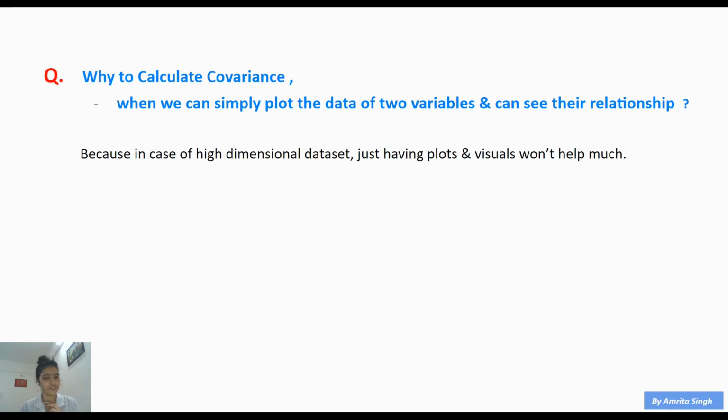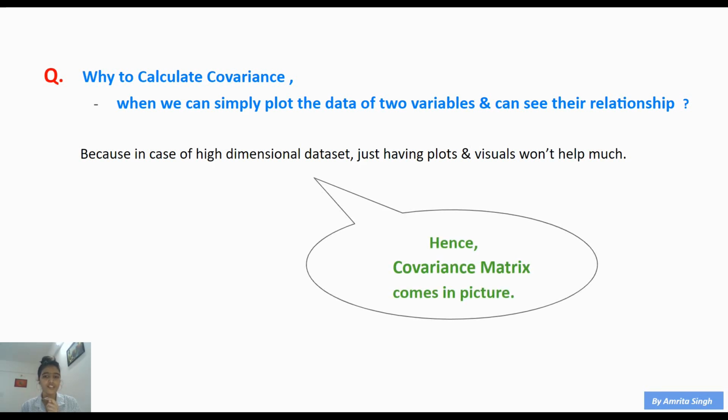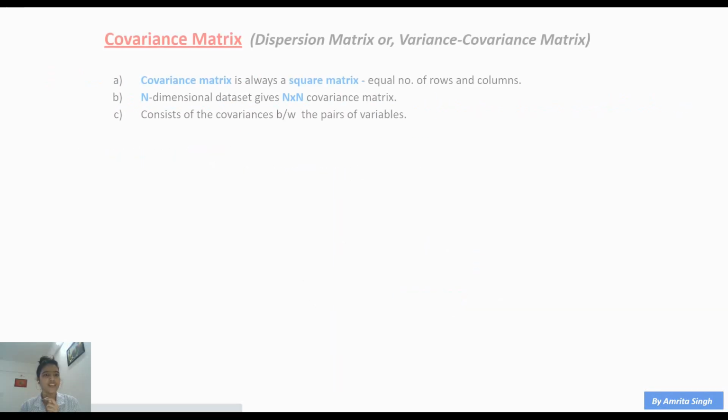In the previous slide, we saw that covariance tells us the direction of the linear relationship between two attributes. So the question is, if we can simply generate a scatter plot of the data of two attributes and find out whether they are moving in the same direction or inverse direction, then why go with covariance? Because the scatter plot won't help in the case of a high dimensional data set. In that case, the covariance matrix comes to rescue us. So let's see what this is.